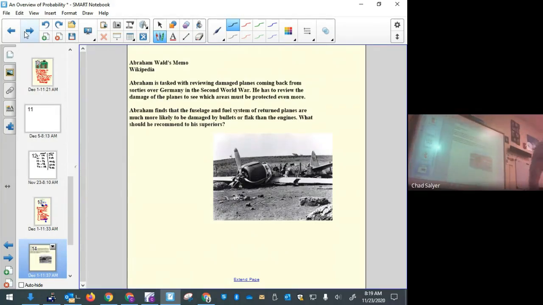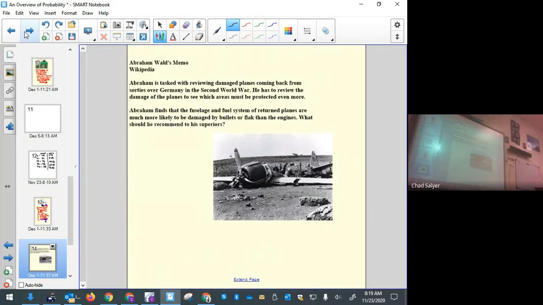So here's an interesting probabilistic problem. This dude, Abraham Wald, was a scientist in the Second World War, and he was reviewing the damage that planes had when they returned from sorties, in other words, missions over Germany in World War II. Now, the Germans had a lot of anti-aircraft weaponry, right? So they were constantly firing at our planes, and sometimes they would take them down, sometimes our planes would make it.